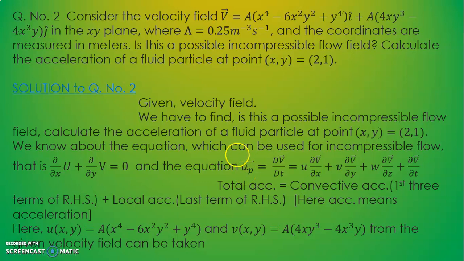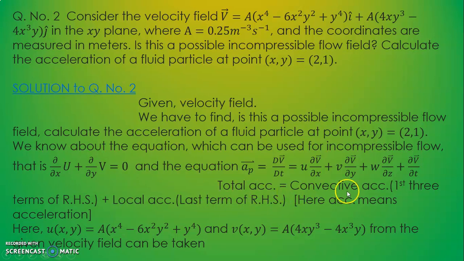capital A subscript p is equal to capital D dt of capital V vector is equal to u into del x of capital V vector plus v into del y of capital V vector plus w into del z of capital V vector plus del t of capital V vector.